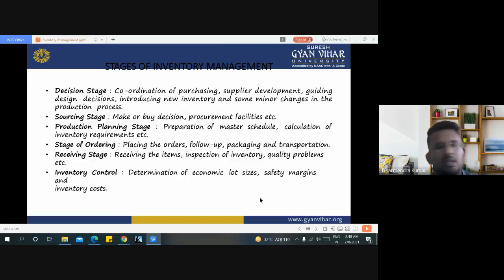Now the another part of inventory management we will discuss in the next chapter.